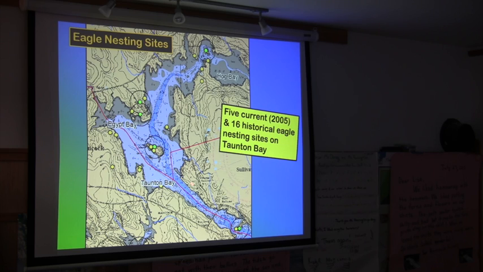So the current eagle nests in 2005 are the green: one on Falls Point, one on Bering Island, two on Butler Point, very close together. And I would say those are founded by siblings hatched from the same nest, so that they could be in such a close range. And then one on Round Island. And then these are historical nests where this pair that has that nest also had nests. They move around, had some over here, here, here, here.